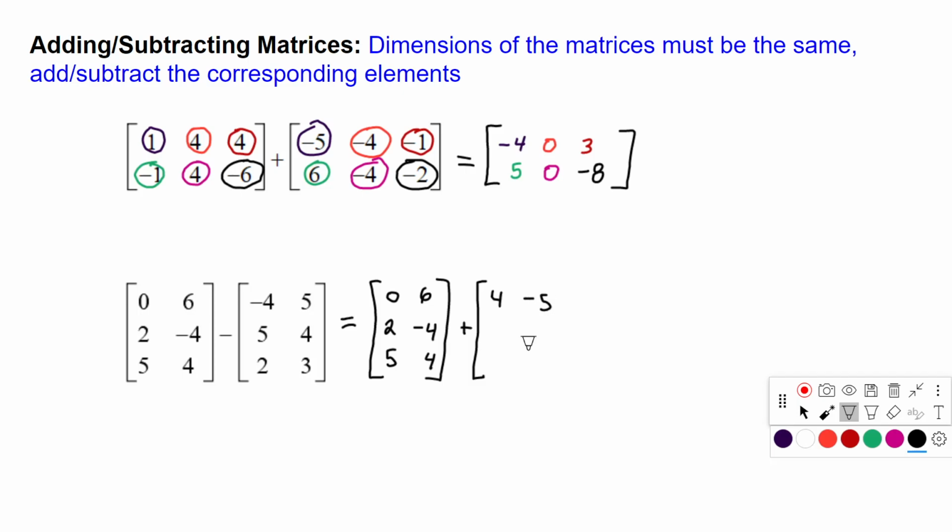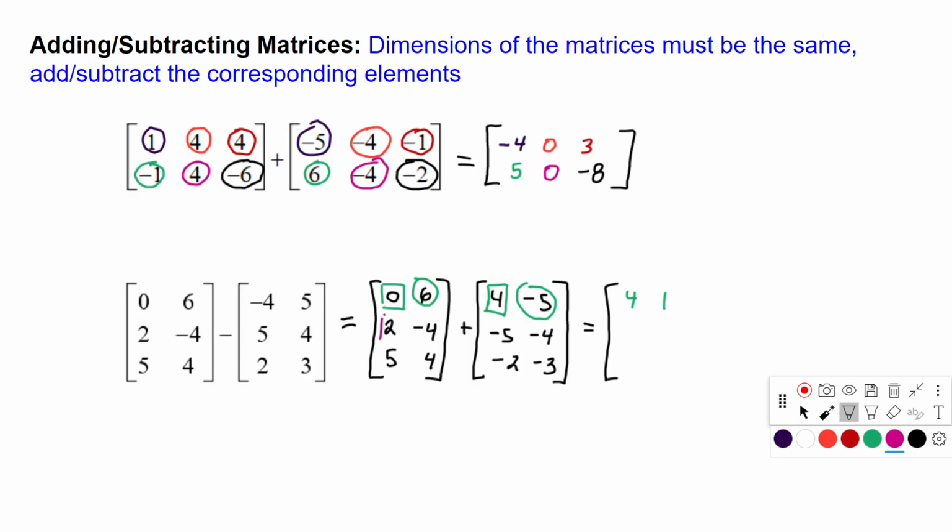Minus 5 for the top row. Negative 5, negative 4 for the second row. Negative 2, negative 3 for the third row. Then I'm going to combine my elements. So I have 0 plus 4, which is going to equal 4. But then we have 6 plus negative 5, which is 1.